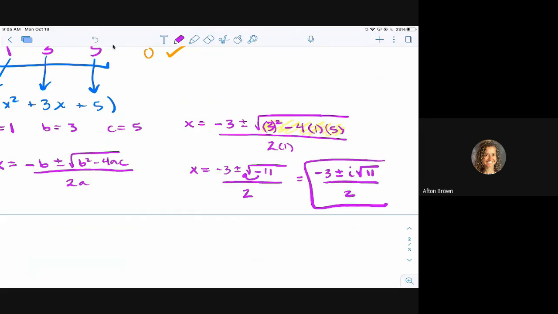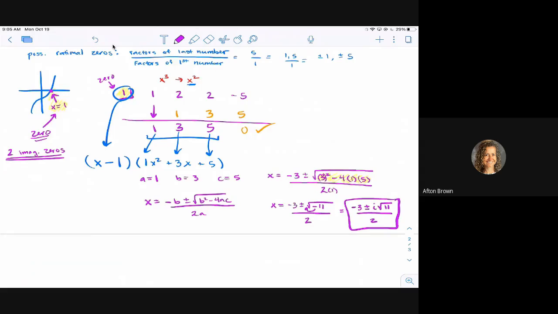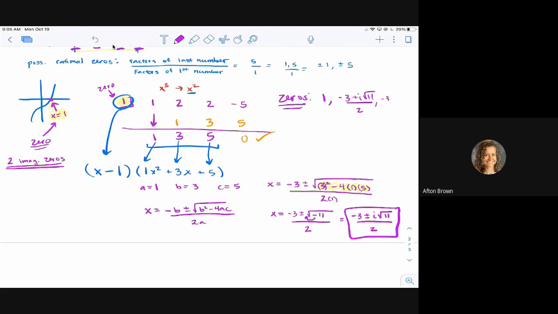How many answers, how many zeros is this? 2, because of the plus or minus. So if I were to list my answers, I could say the zeros, which I know that there will be 3. What was the first zero? 1. So I had a zero at 1. I had a zero at negative 3 plus i root 11 over 2. I'm going to write mine separate. You do not have to. And then I had another zero at negative 3 minus i root 11 over 2.